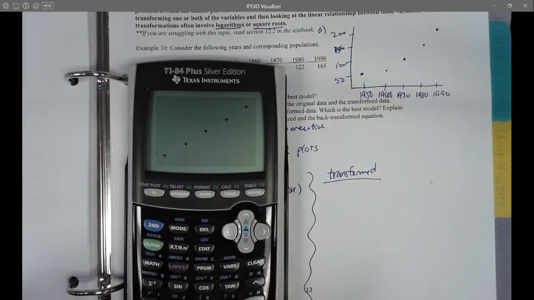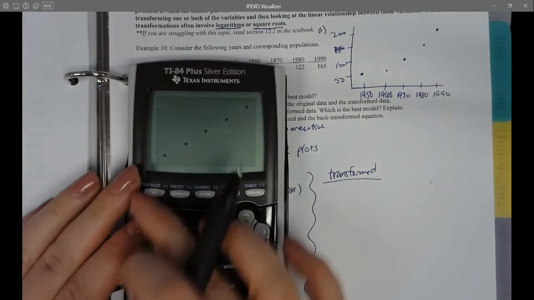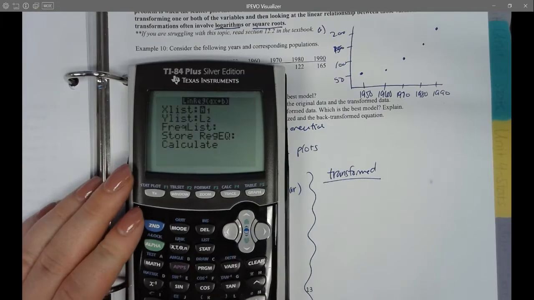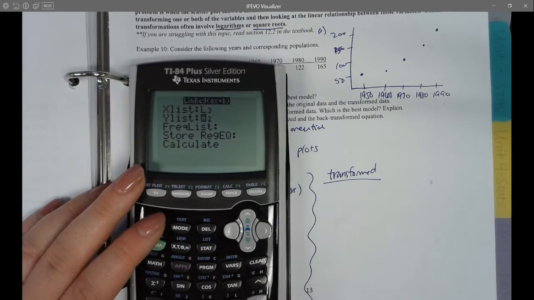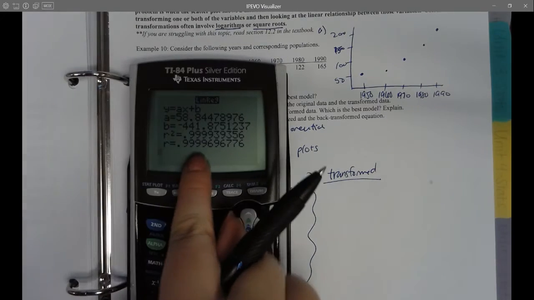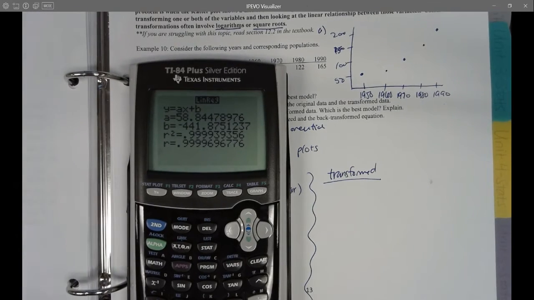Now I still want my calculator to find my least squares regression line of my transformed data. So I'm going to calculate my linear regression with my new lists, because now I've put my data into list 3 and list 4. And here's my new equation. Look at this R value, you guys. That's insane. It's a crazy R value.